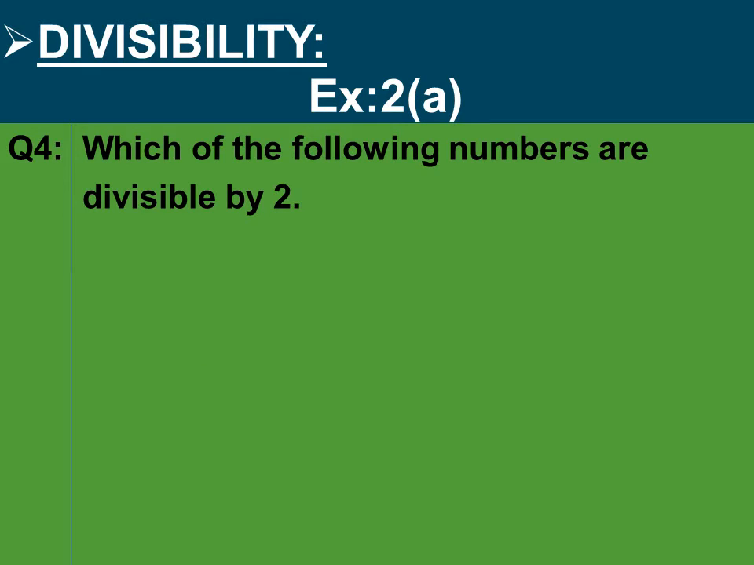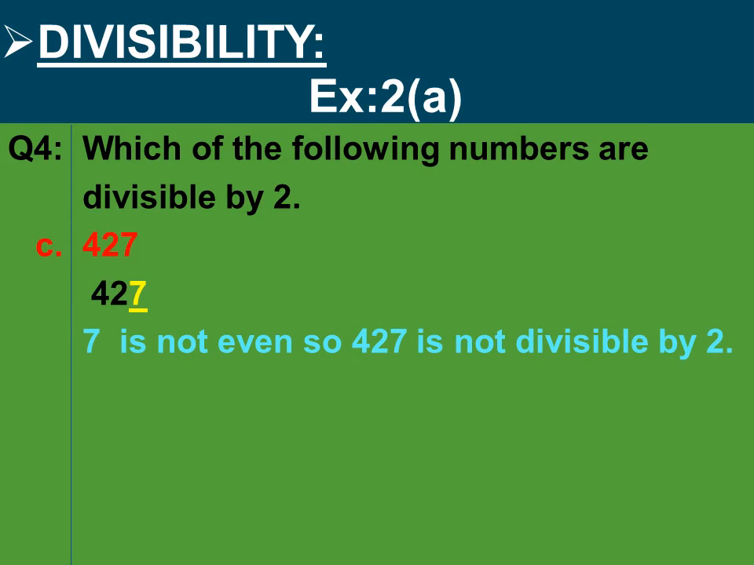Now dear students, we will move to the next part, that is part C. In part C, we have the number 427 and we will check the divisibility of this number by 2. What will we do? We will check the last digit of this number, that is 7. Is 7 an even number? No, 7 is not an even number. So we can say that the whole number, 427, is not divisible by 2.